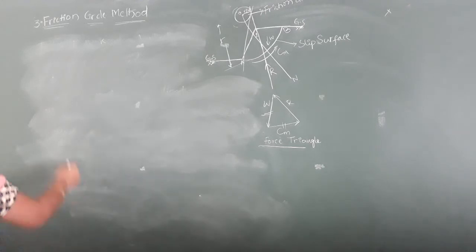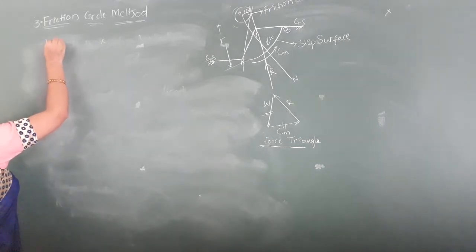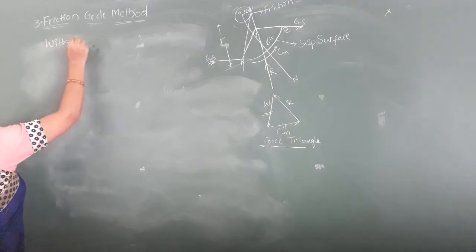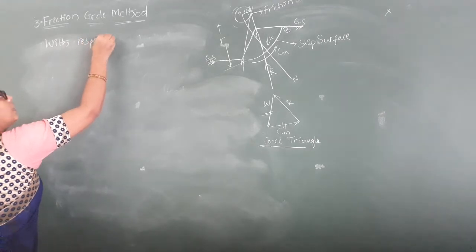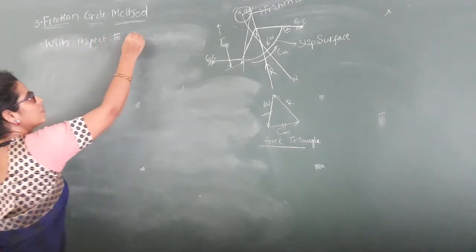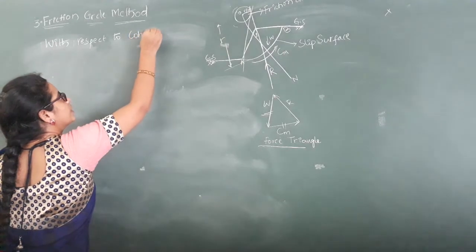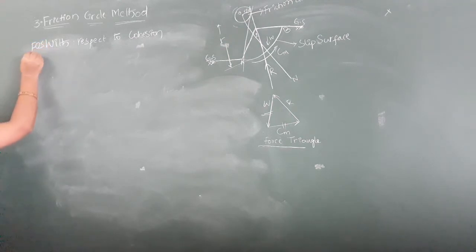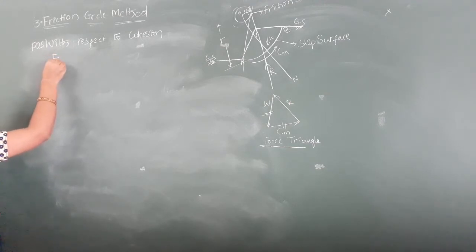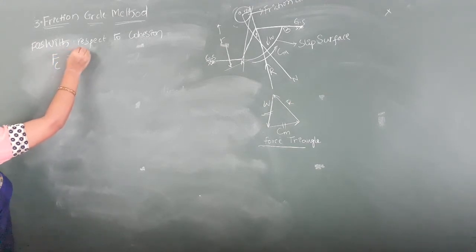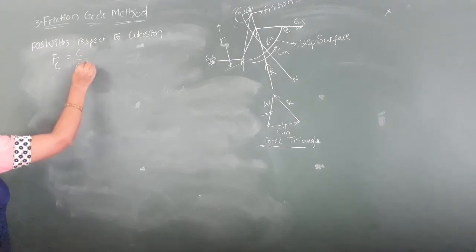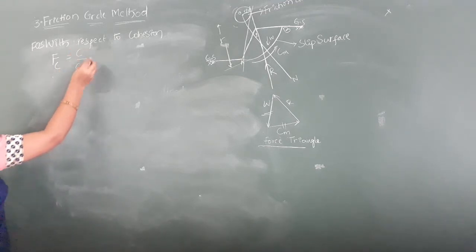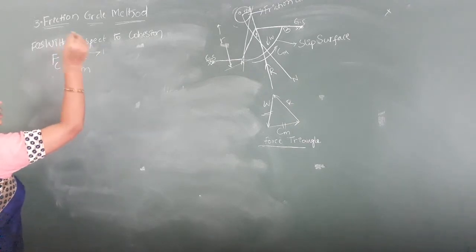So, basic definitions of factor of safety with respect to cohesion. It is defined as factor of safety F_c with respect to cohesion, which is equal to C by Cm. It is a ratio of cohesion to the mobilized cohesion or effective cohesion.